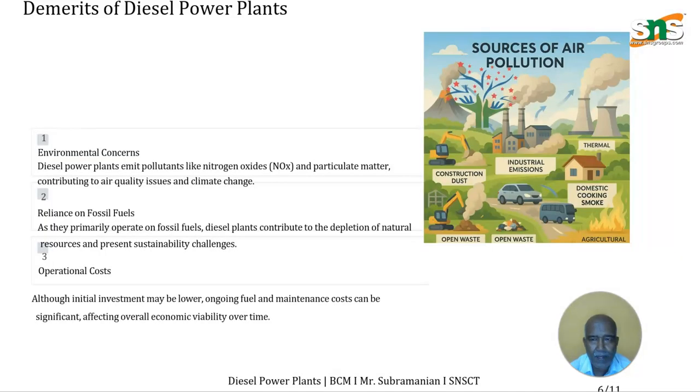Also, in this power plant there is a source of pollution. Pollution means the construction work and all the dust areas; the diesel power plant gives more dust and more smoke, which is harmful to us.